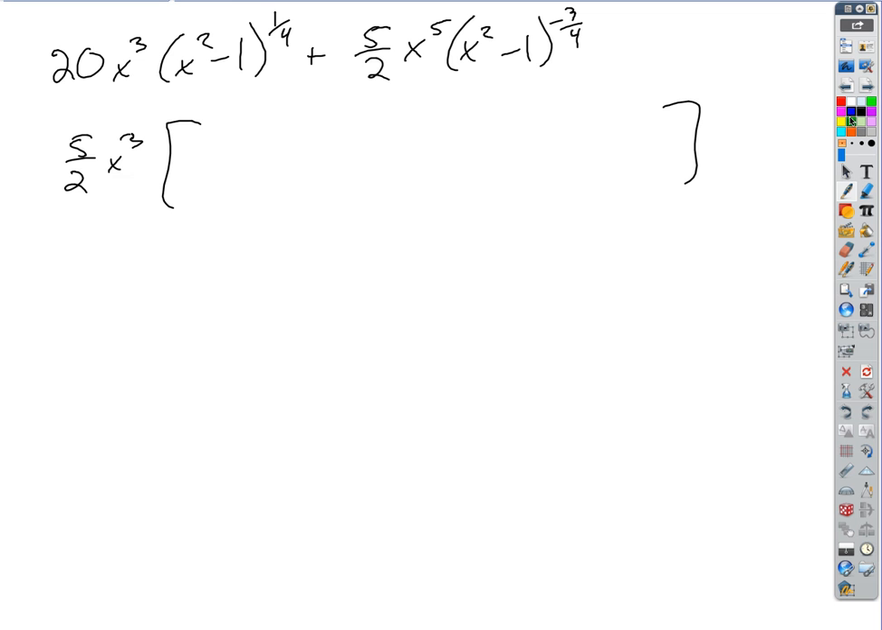Okay. So from the first term, we're going to get an 8, and then the x cubes cancel. So just x squared minus 1 to the 1/4. Here's my plus sign that connects the two terms. Right, and then over here, 5/2 divided by 5/2 is 1. X to the 5th divided by x cubed is x squared.